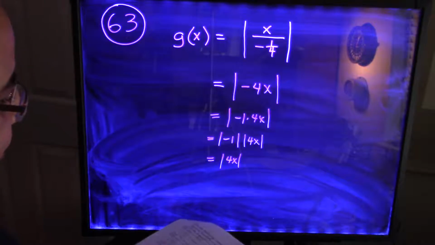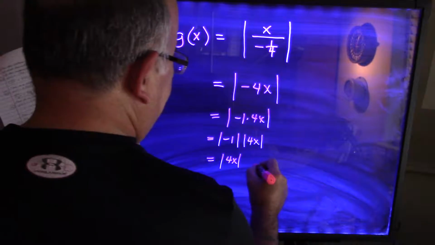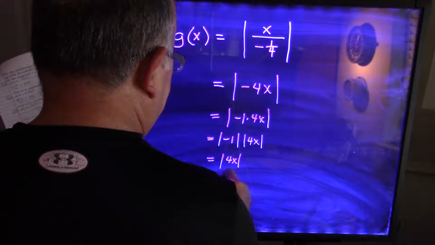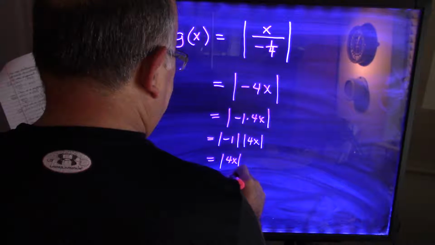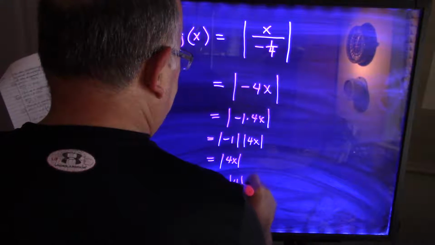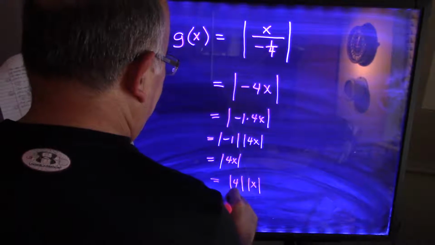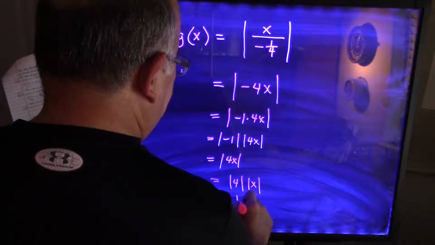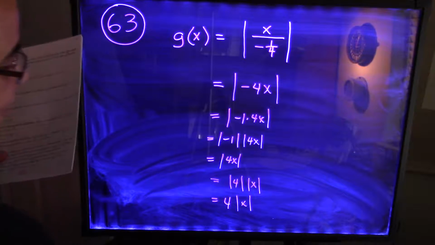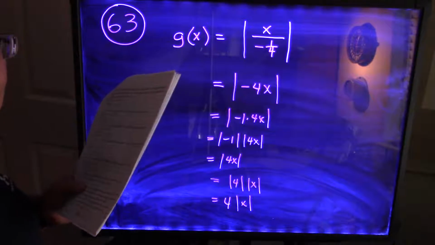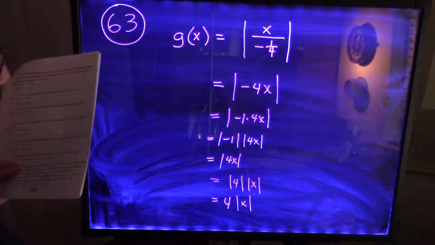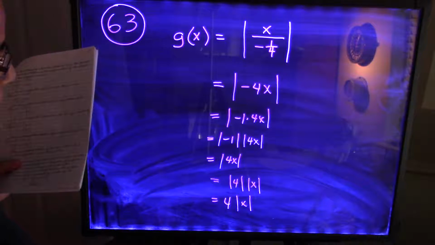So you can even go further with this. Shall we get crazy here? This is absolute value of 4 times absolute value of x. Alright. And absolute value of 4 is 4, so it's just 4 times absolute value of x. So you can go a little bit further with that than the book gives you. Alright, so you could do that if you wish.